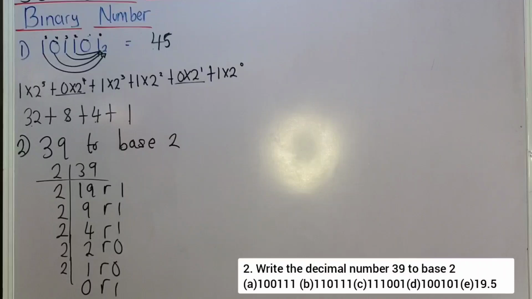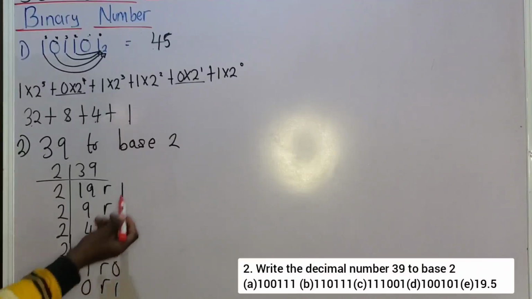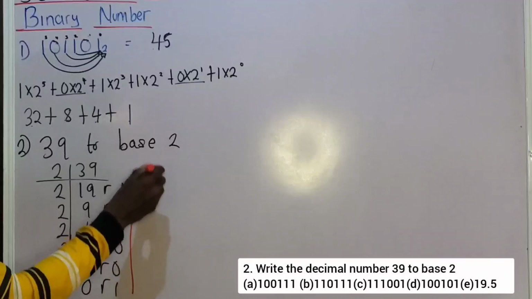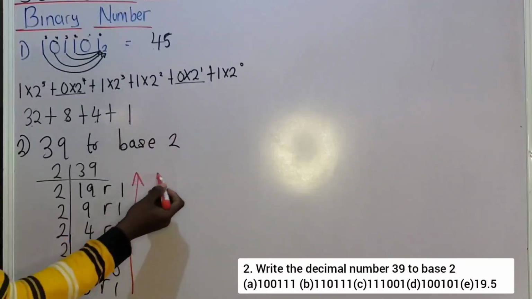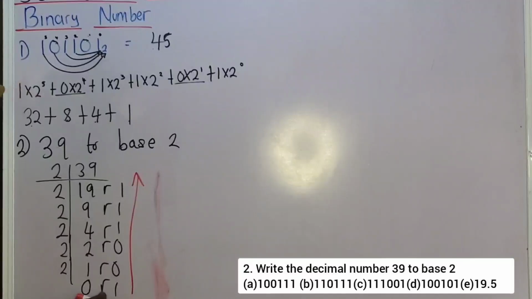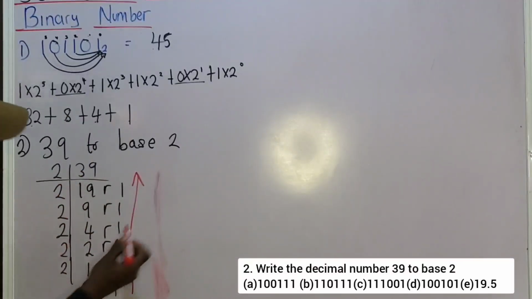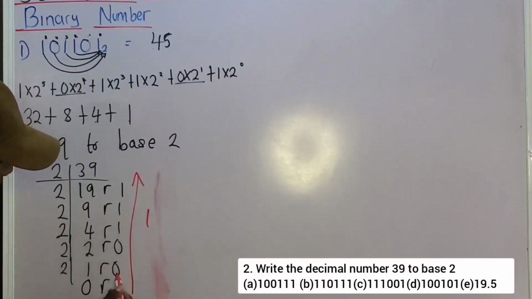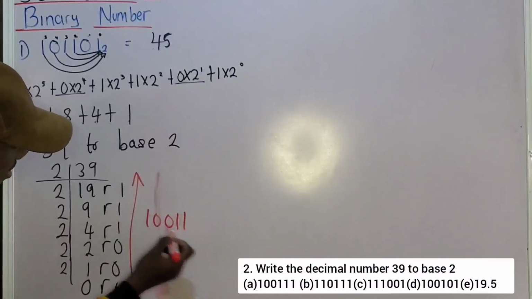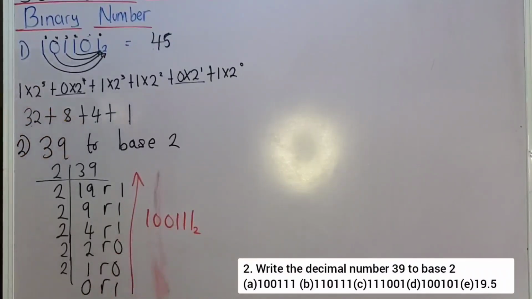Now, don't make this mistake. Most students, when they want to pick the numbers, don't arrange them from beneath. You arrange the number from beneath. Don't arrange the number like this, you're not going to get the right answer. So you arrange the number from beneath. So here, I'm going to have 1, 0, 0, 1, 1, 1. This is the right option.